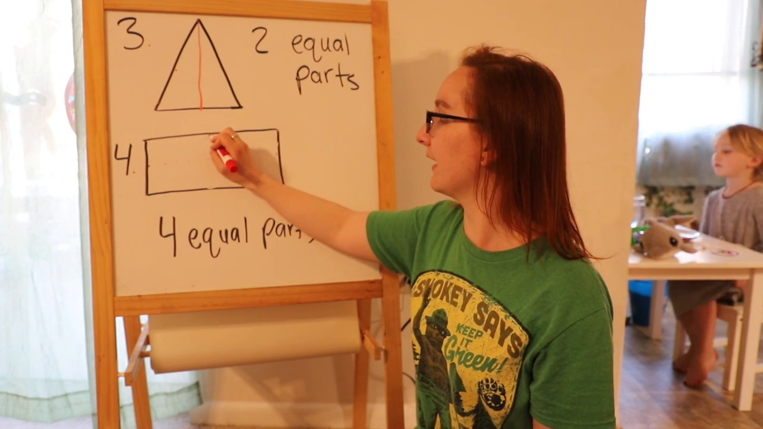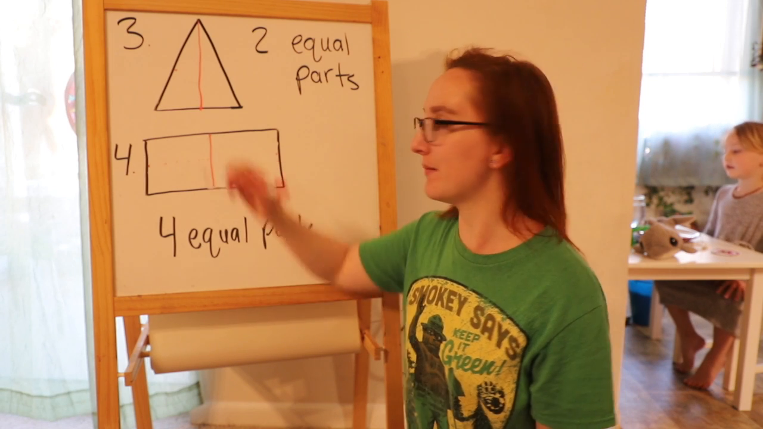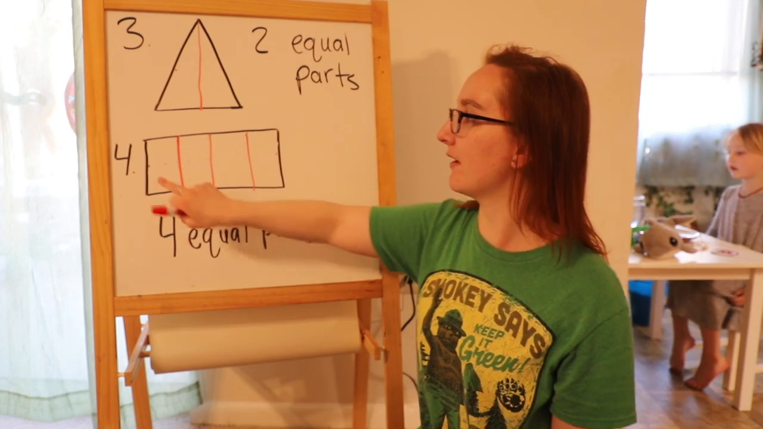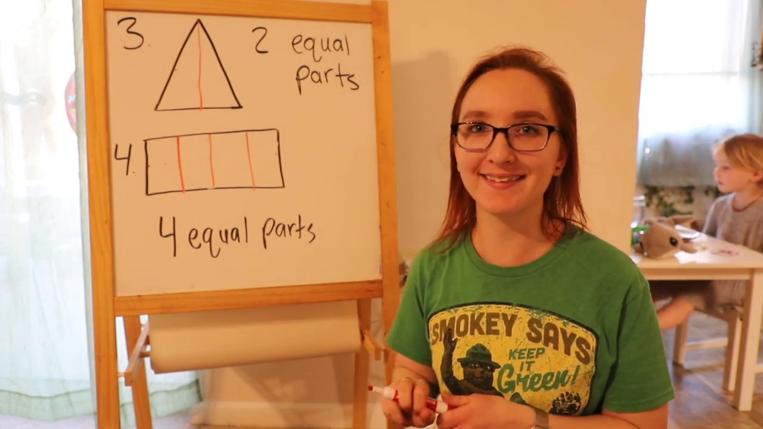I will cut it right in the middle down here. And then I'll cut each of these right in the middle as well. So I'll cut it right down like this and right down like this. And then I'll have 4 equal parts to share with 3 other friends.